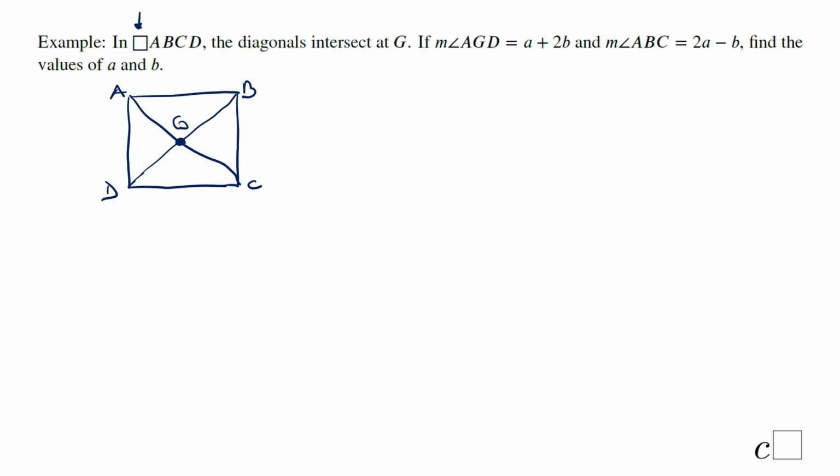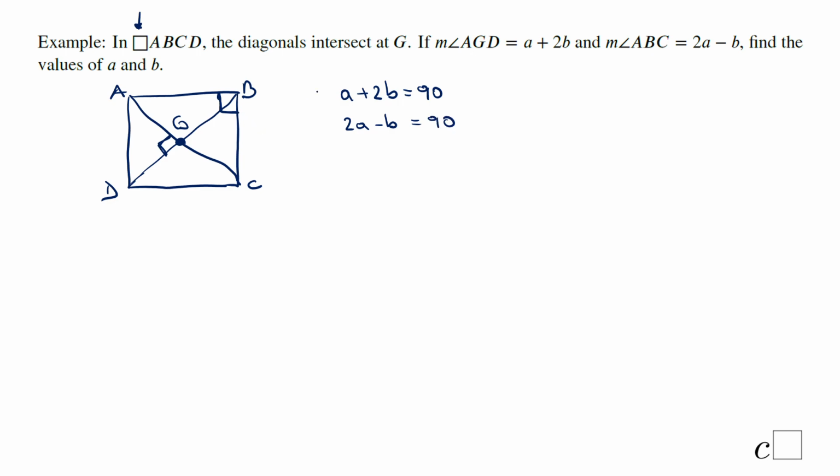If the measure of angle AGD, this angle, is A plus 2B, that angle is 90 degrees. You notice I mark it like a right angle. So one thing I can say is A plus 2B equals 90. And if the measure of angle ABC, this angle, again I mark it a right angle, is a square, we have 2A minus B equals 90. Find the value of A and B.